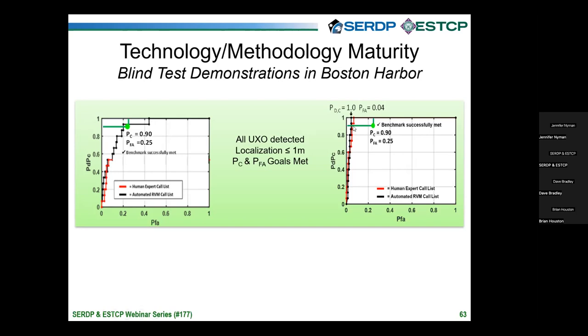On the right, we show you the benchmark for the proud case. Here, we were able to get a PDPC on the order of 0.9 with a PFA of 0.04. I'm sorry, the PDPC was closer to 1 almost for the proud case. So at any rate, in both of these cases, we did a fairly good job. We met our goals, and we're excited about the results.